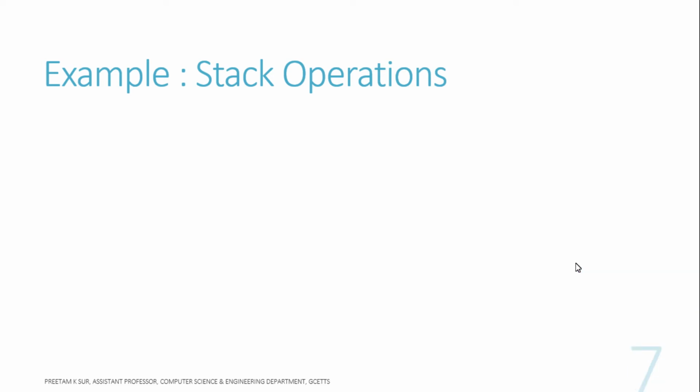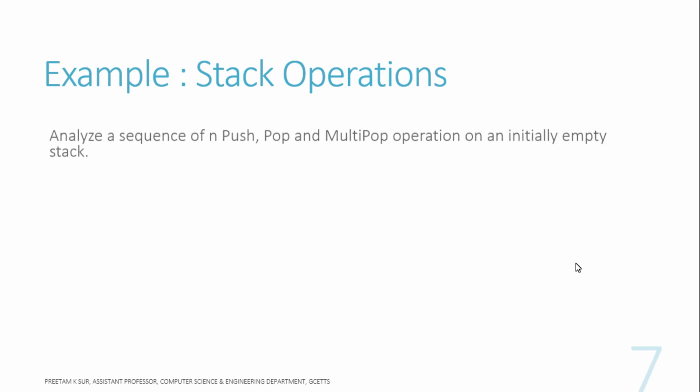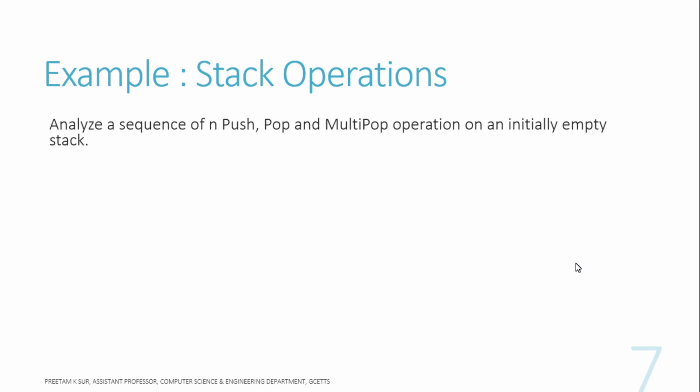So now let us see how the aggregate analysis works. While performing aggregate analysis, as I already told you, we are going to analyze a sequence of n operations. In the stack we have three operations: push, pop, and multipop. So we'll have a sequence of n push, pop, and multipop operations, and initially we'll have an empty stack on which we perform these operations.